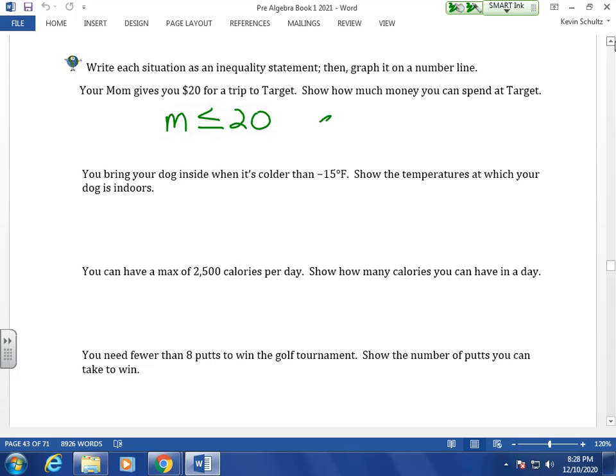As a graph, here's the $20 that your mom gave you. You could spend all of it, so we have a closed circle, or you could spend less. Okay? You don't want your graph going that way, right? Because that means that you'd spend more than $20, but you don't have more than $20. That's how people get into financial trouble, spending more than they have on credit cards or whatever else. So when you really think about it, it can help you decide which direction your graph is going to go, just based on logic here.